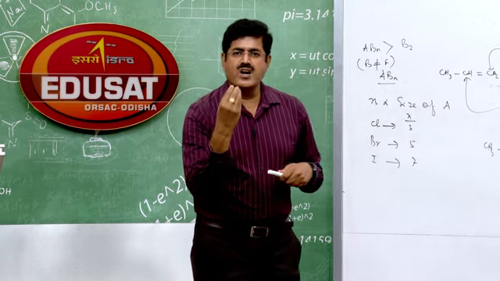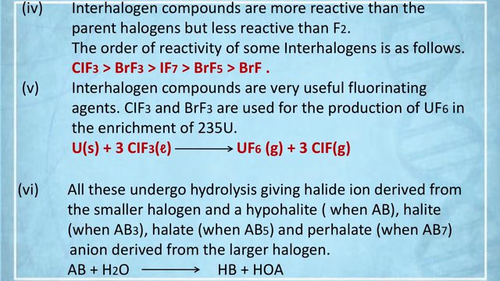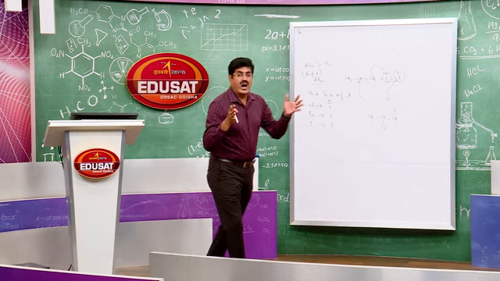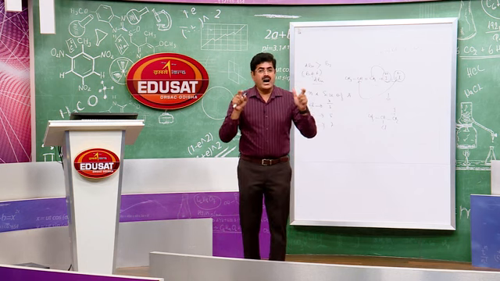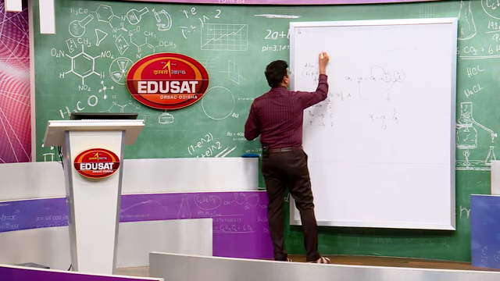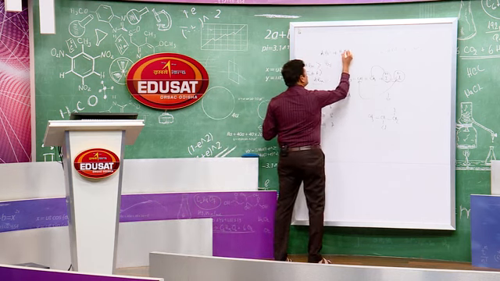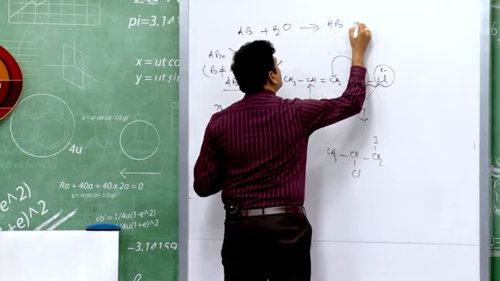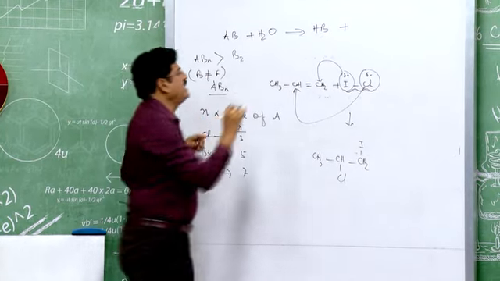Interhalogen compounds are also good fluorinating agents. For example, one reaction displayed on the TV screen is ClF3 used as a fluorinating agent for uranium. All these interhalogen compounds also undergo hydrolysis. It is also one of the important reactions. And how does hydrolysis take place? If it is AB plus water, it gives HB and HOA.